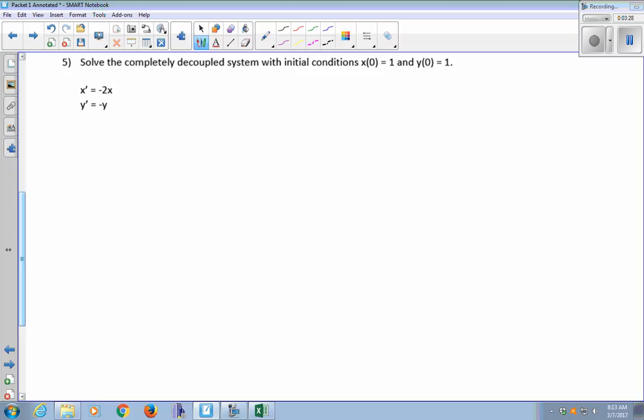So has anybody solved enough of these that, without doing separation of variables, you know the solution to x prime equals negative 2x? Close. You get x of t is k e to the negative 2t. So that's a solution. And then for y prime equals negative y, its solution would be y of t is some other constant, not necessarily k, times e to the negative t.